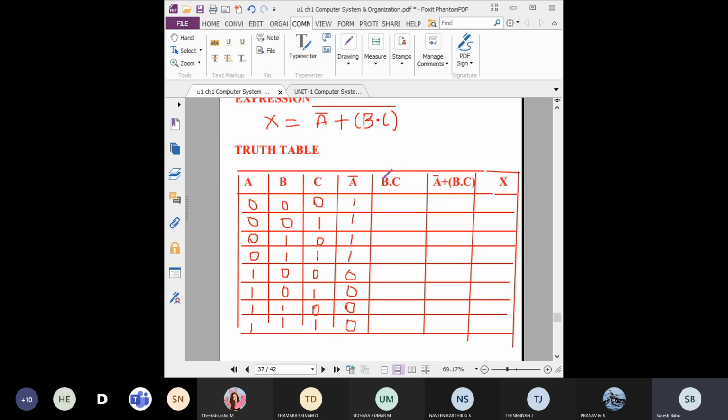Now we have to find B dot C. Here you take the B and C columns and apply the AND gate. AND gate means all the inputs should be true to get the output true. Now tell me the output for B dot C, students. 0, 0, 0, 1, 0, 0, 0, 1. Yes, very good. 0001, 0001. This is the answer for B dot C.